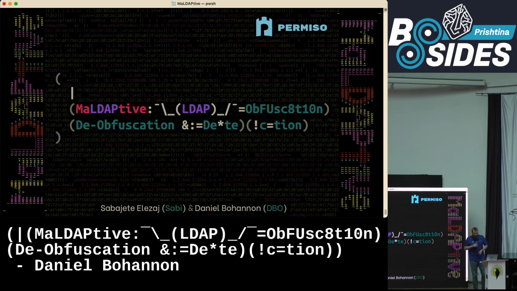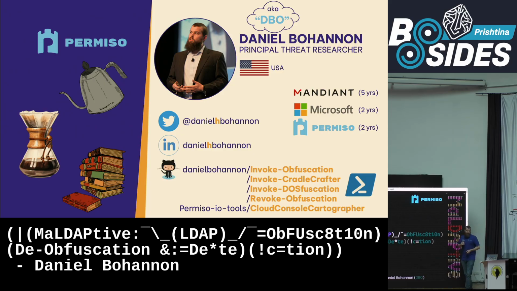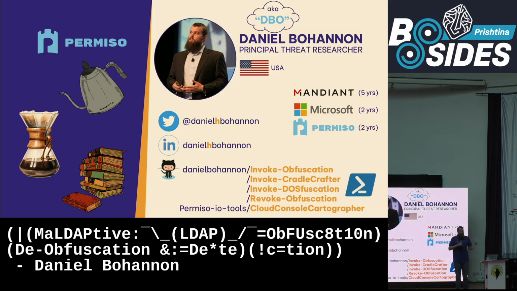So this talk is all about LDAP obfuscation. As I said, my name is Daniel Bohannon. People call me Debo for short. I'm from Atlanta, Georgia in the U.S., and I work for a company called Permiso.